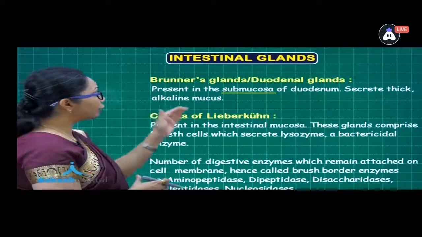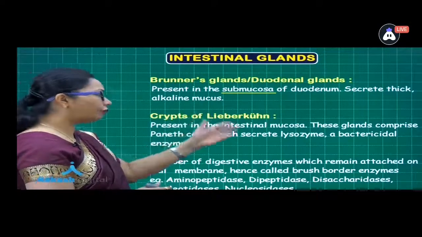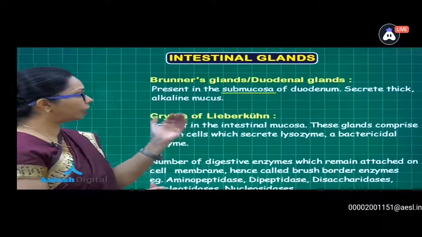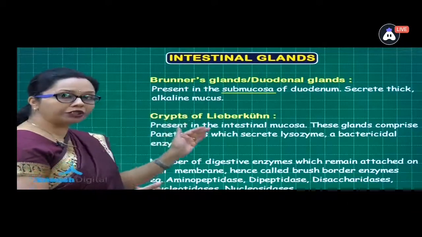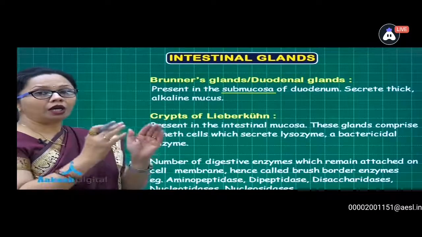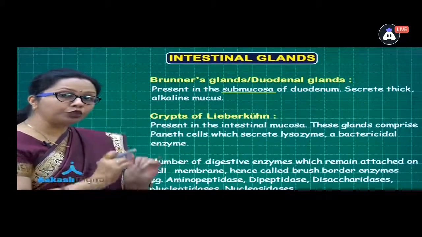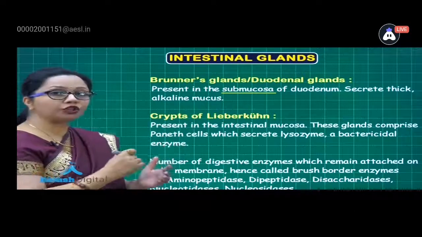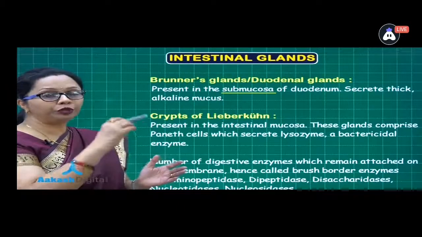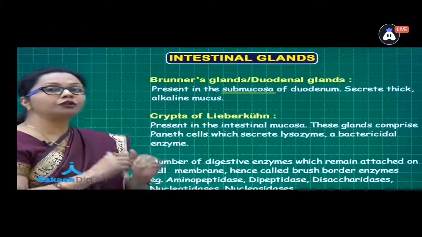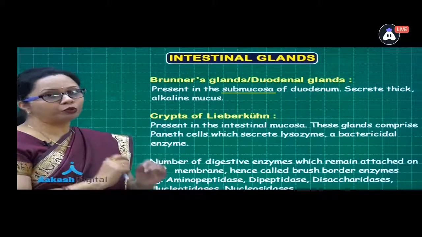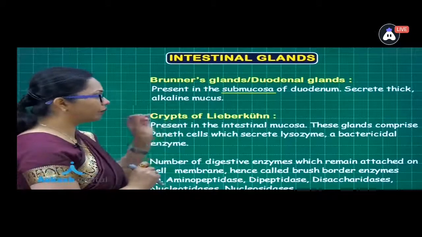The other glands, that is the crypts of Lieberkühn, are of course in the mucosa, intestinal mucosa, and they are located within the region between two villi. So we had just seen the structure of villi, and between two villi there is a narrow region which is forming a simple tubular gland, and that one is the crypt.